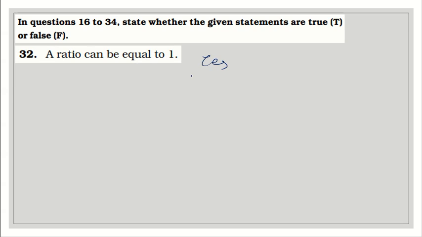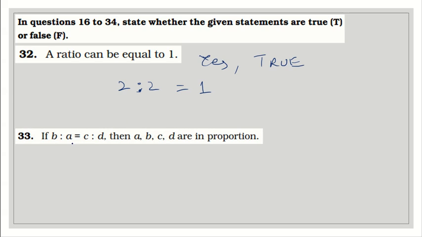Yes, a ratio can be equal to 1. If I have 2 is to 2, it is equal to 1. So it is true, a ratio can be equal to 1. Then moving on to question number 33, if B is to A is equal to C is to D, then A, B, C, D are in proportion. No. Why no? Not correct.